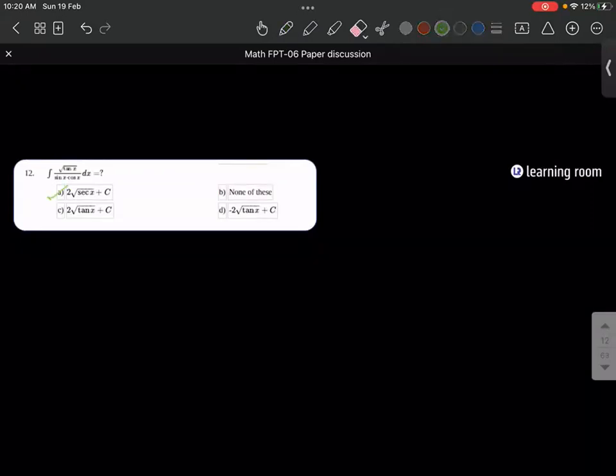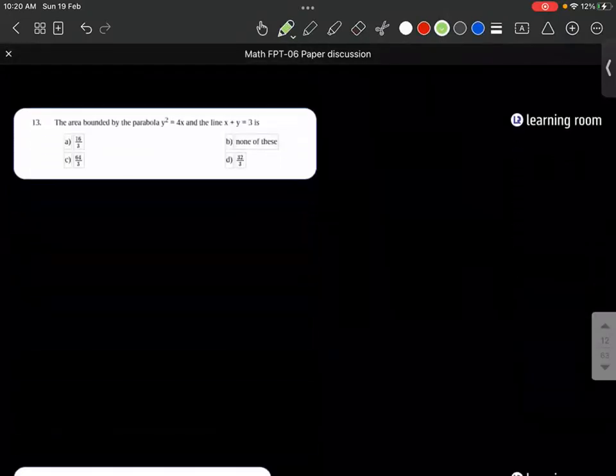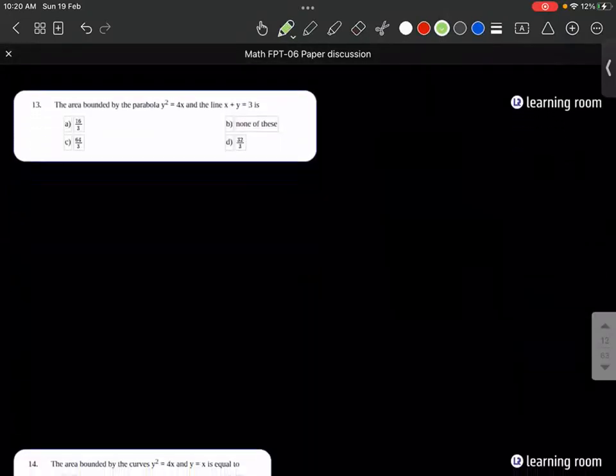12th one is 2 root tan x. They have explained in many exams. So the area bound by the parabola y square is equal to 4x and x plus y is equal to 3. Answer. Sir, is it 64 by 3, sir? Yeah, that's right.